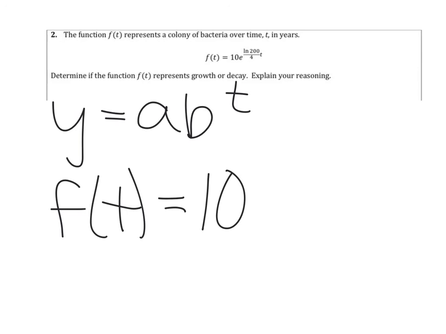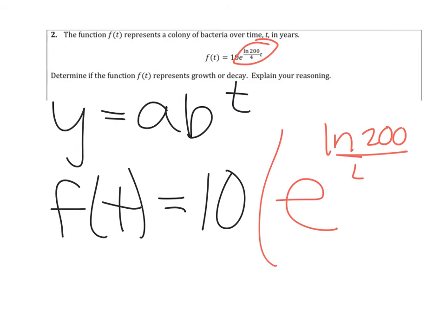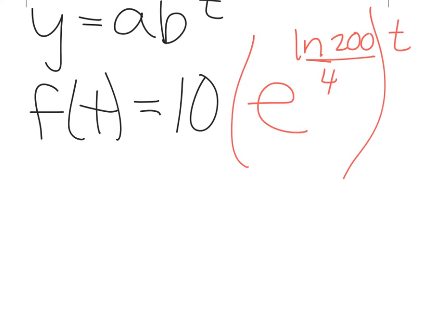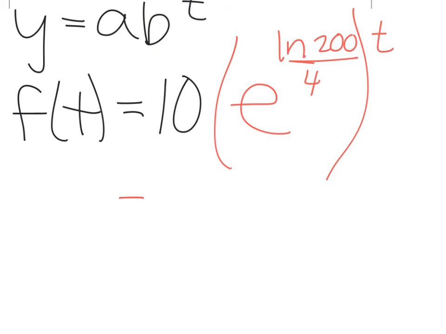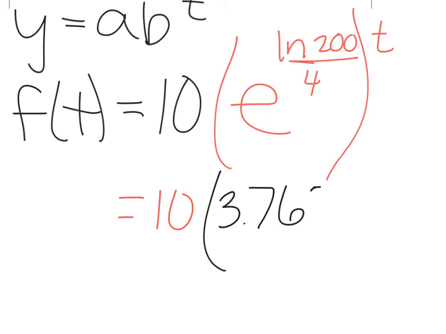So I've got 10. Now all of this exponent, minus the t there, can go together. So I can say it's e to the ln of 200 over 4, all raised to the t. I have to get this exponent, just like we did on those 2 other questions, inside. So now I'm going to go straight to my calculator, and I'm simply going to type in this piece. So grab that calculator and very carefully type that in. When I do that, I get 3.7606 raised to the t.